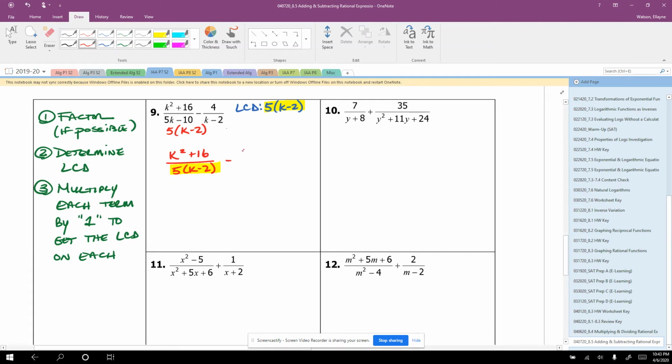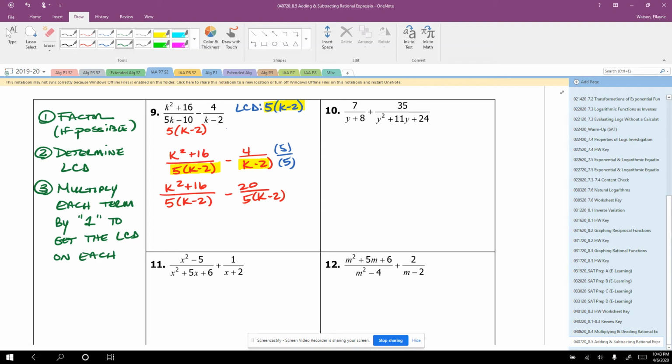All right, let's look at the second term: 4 over k minus 2. Now I need this to be the yellow. And so what I'm missing is a 5. So I'm going to multiply top and bottom by 5. Okay, and so now I'm going to have k squared plus 16 over 5 times k minus 2, minus 4 times 5, which is 20, over 5 times k minus 2. And now it looks pretty good because I have common denominators.